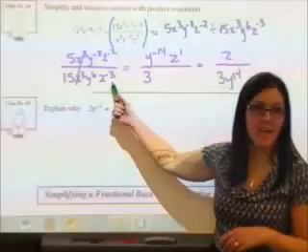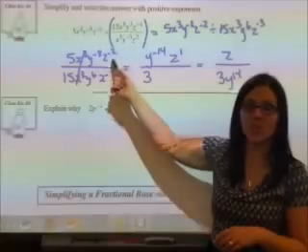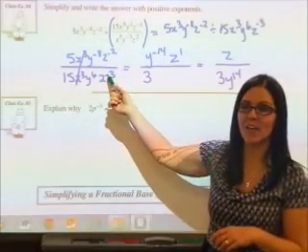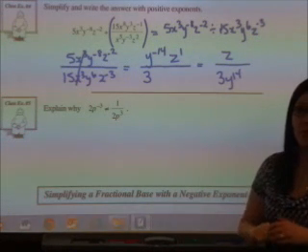Negative 2 is bigger than negative 3, so I subtract this way. Negative 2 minus negative 3 gives me a positive 1. Because I started on the top, I stay on the top.